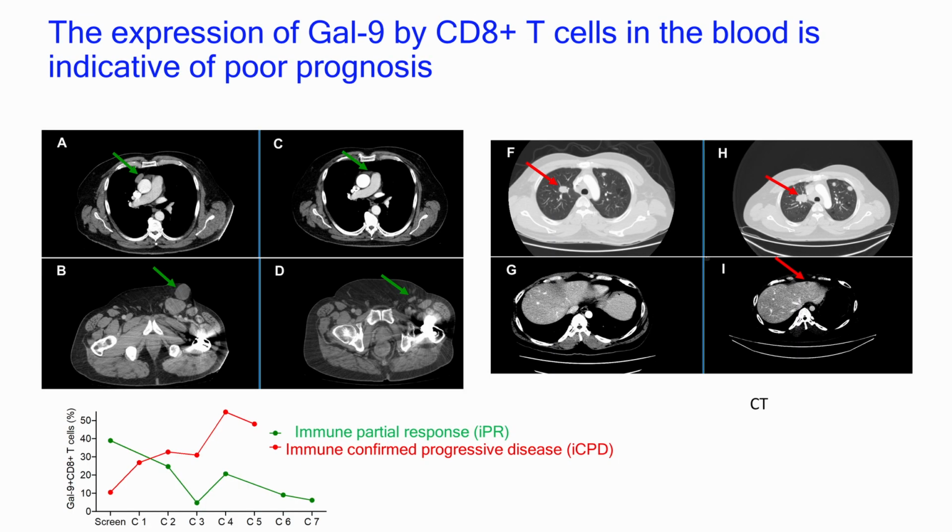But we had an interesting CT scan from a responder and a non-responder. This is just an example. So you can see in A and B the tumor size. As this is cycle 7, you can see that after treatment, the tumor is very small. I mean, there is a partial immune response. And what was interesting is that CD8 T cells had a very high level of GAL, and then by cycle 7, GAL was very low. And we see this as a good treatment outcome.